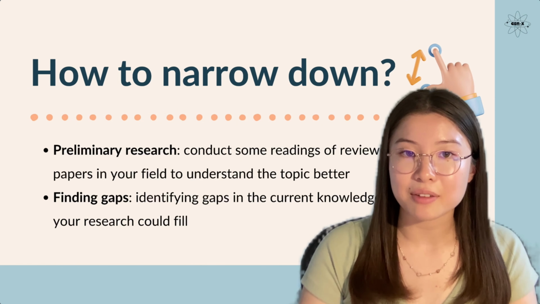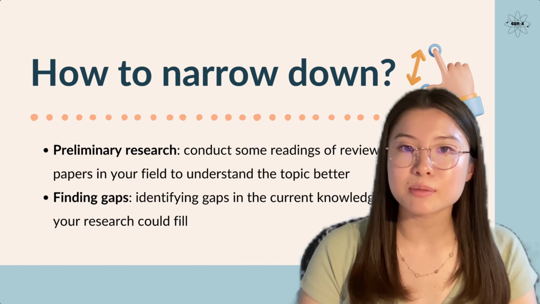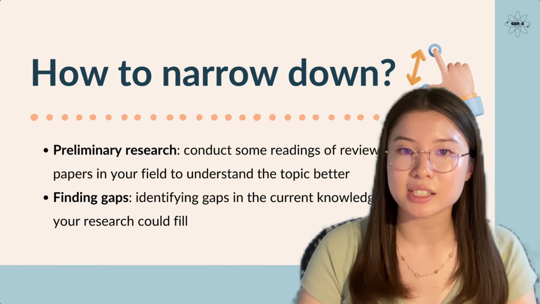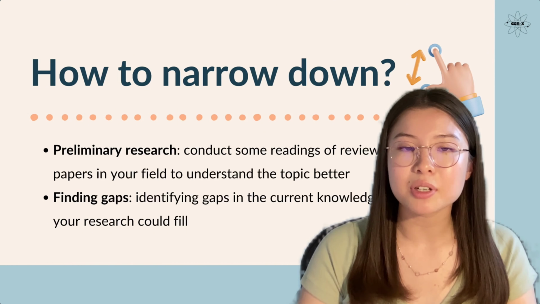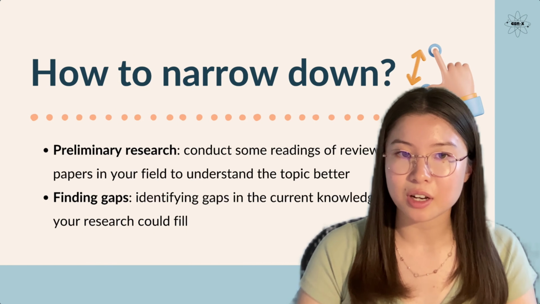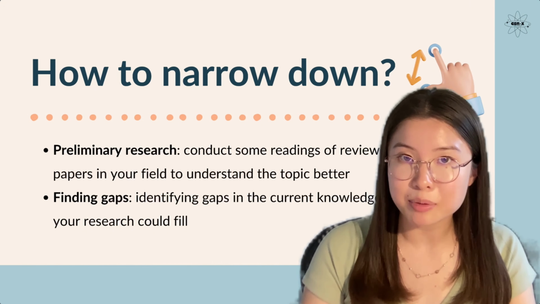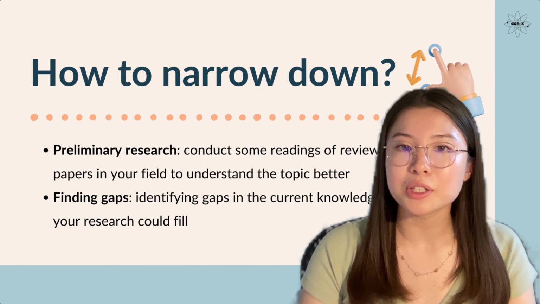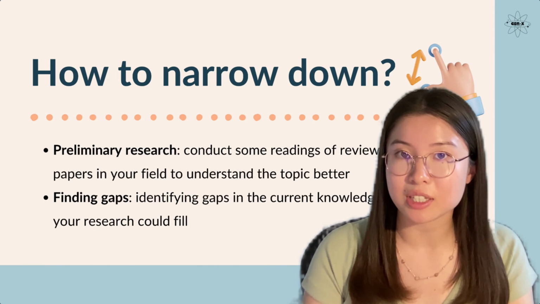So next, we have to narrow down your topic, and this mostly involves preliminary research. Start by reading review papers and existing literature in your field. This will give you a sense of what's already been done and where the gaps are. Then ask yourself how your research can address these gaps and how you can use your skills to come up with something that's unique. What new perspectives or data can you bring to the table?